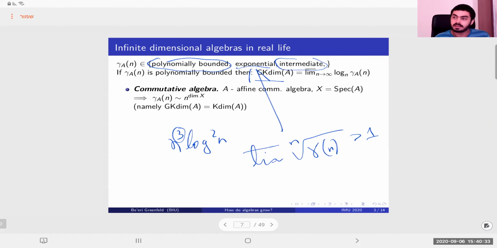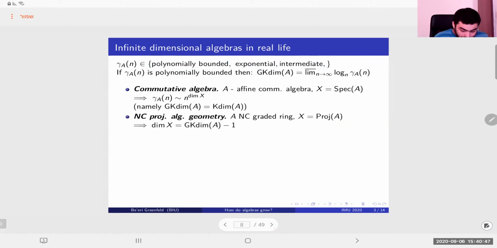I'll briefly go over some interesting appearances of growth of infinite dimensional algebras in real life mathematics, so you'll believe me that it is worth listening to the rest of the talk. So let's begin with commutative algebra. If we have an affine scheme X of finite type, then the growth of its ring of global sections is just asymptotically n to the dimension of X. Or in the language of commutative algebra, it just means that the GK dimension of a finitely generated commutative algebra is equal to the Krull dimension, which is defined in terms of chains of prime ideals.